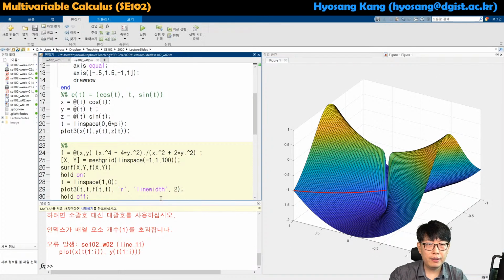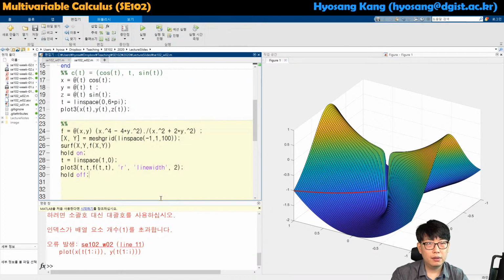What if I take another path? What if I take (t, 2t) instead of (t, t)? So (t, 2t), f(t, 2t). Let's say I want to draw it in blue, line width 2.